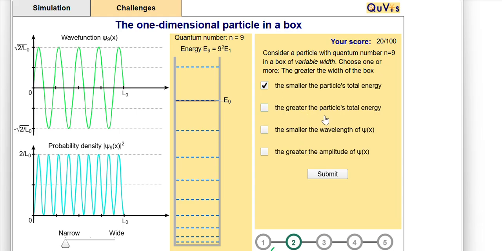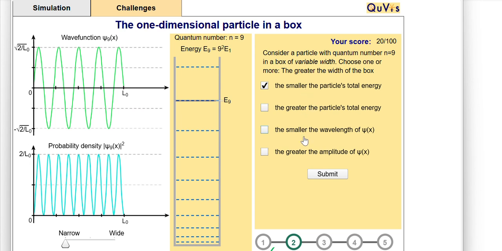Greater the particle's total energy, correct or wrong? You try and think yourself. I think maybe I should pause and let you try yourself. Maybe you pause the video and try yourself. Okay, we're back from the pause. Sorry, I think I should have really given you time to try and do it yourself. Anyway, the greater the particle's total energy is clearly wrong, because this is correct, then this must be wrong.